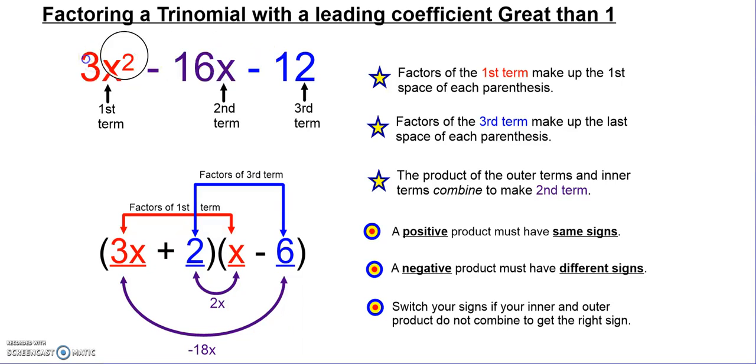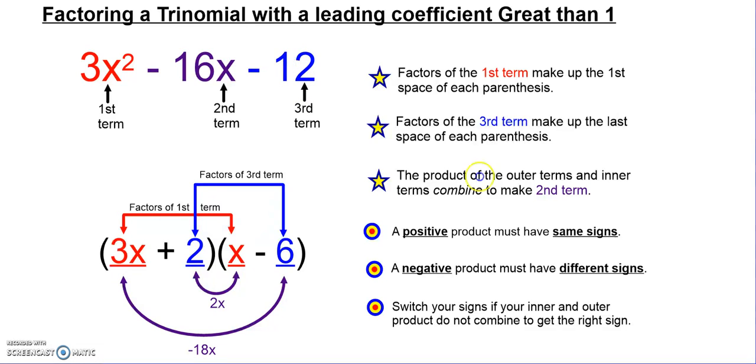But here is a trinomial with a leading coefficient greater than 1. First term, second term, third term. So the factors of the first term make up the first number. So 3x and x make up the 3x squared. The factors of the 12 make up the second one. 2 times negative 6 would get negative 12.